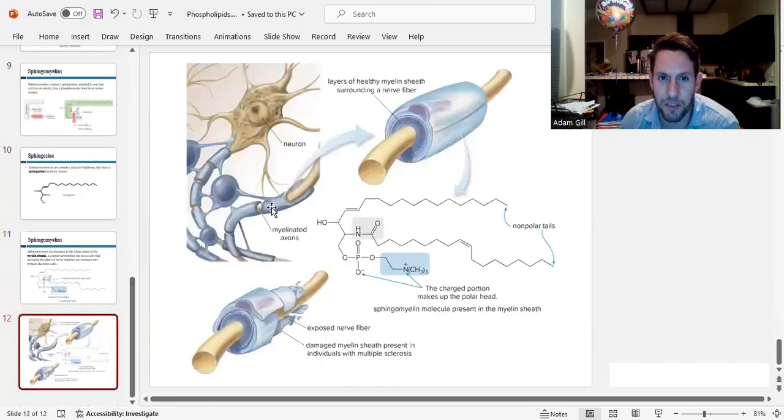And so here's an image showing your neuron. And here's the axon of the neuron. And surrounding it are these coils, these coatings of sphingomyelins. And they're blue in this picture, which is kind of silly because they actually look white. So if you look at the brain under a microscope, it just looks white. And it's the white matter. It's the myelin sheath formed from the sphingomyelins.